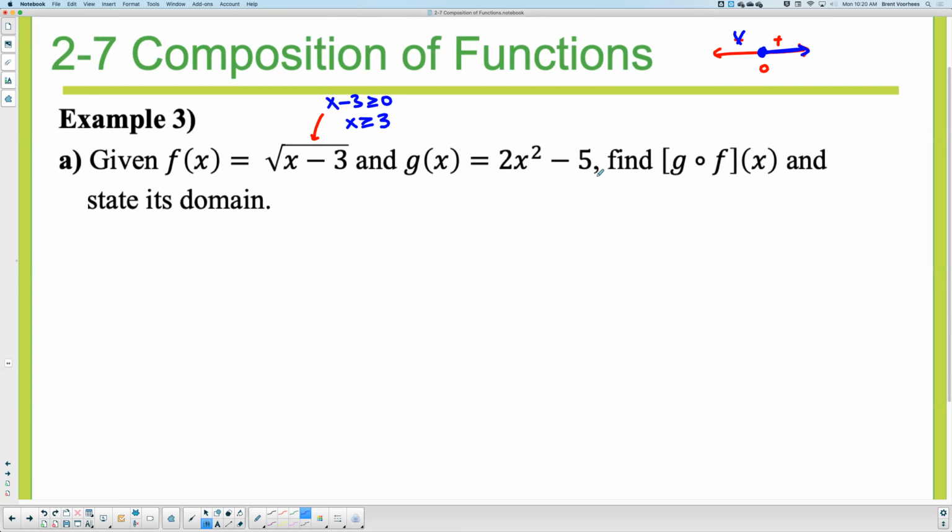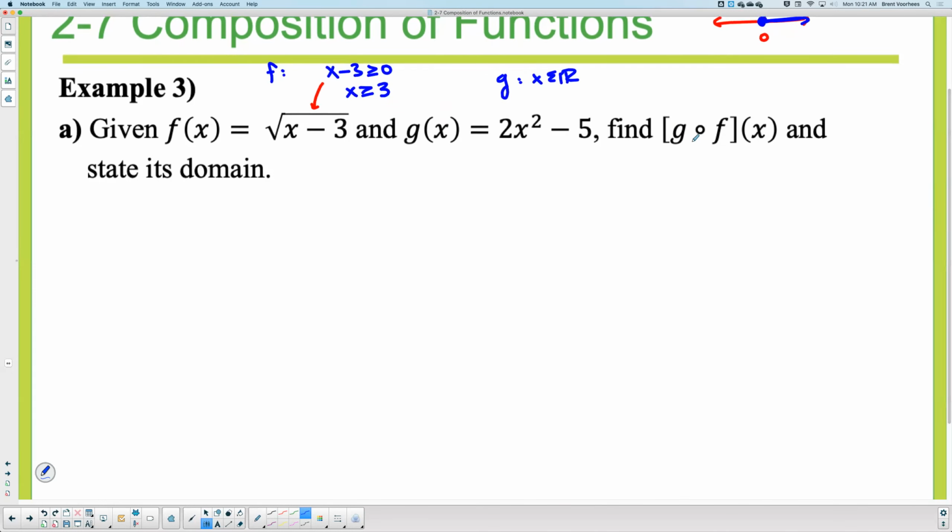That's right. Now over here, is this all reals or not all reals? This is all reals. Let me just do f here. This is for the domain of f. This is the domain of g. It's all reals. Now what are we trying to find here? The domain of g of f. So it's going to come from the innermost. It'll be a subset of this.